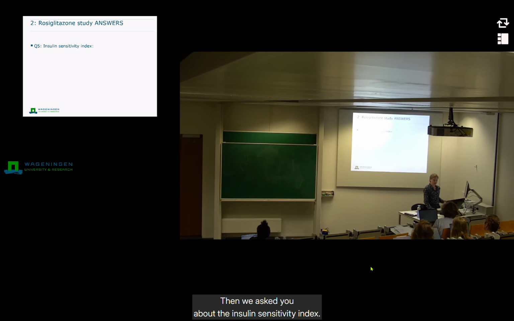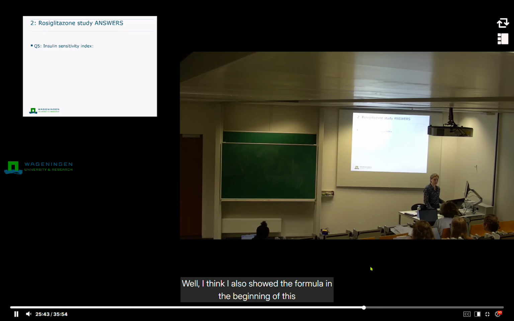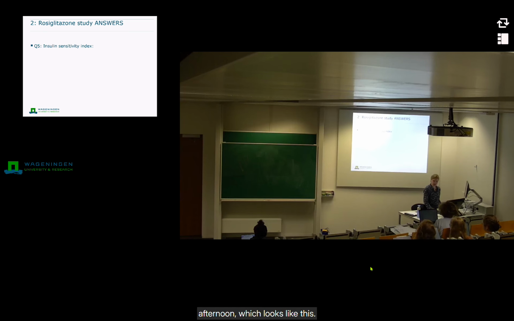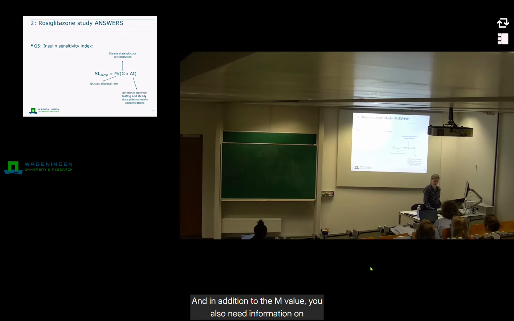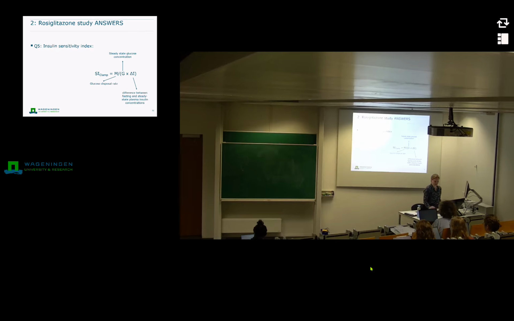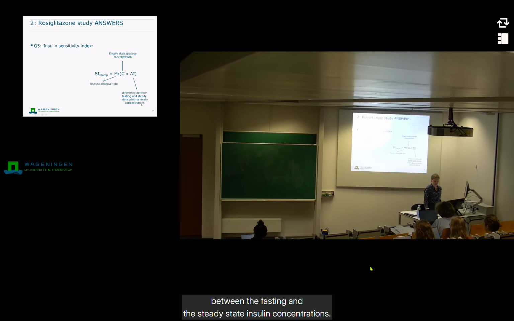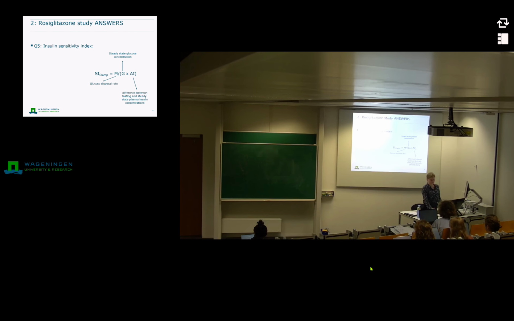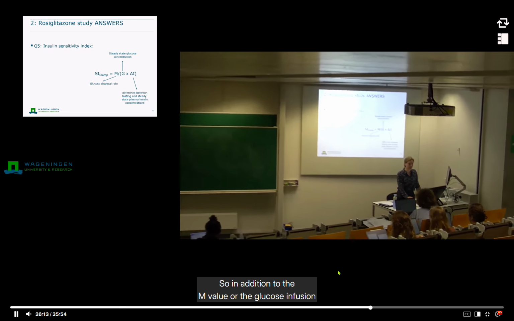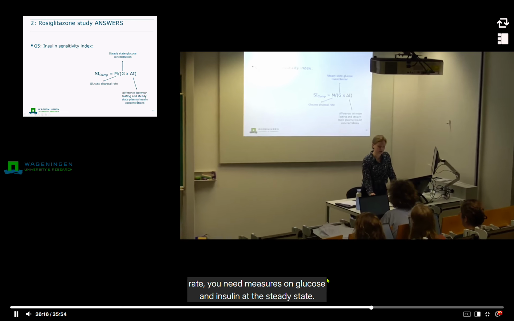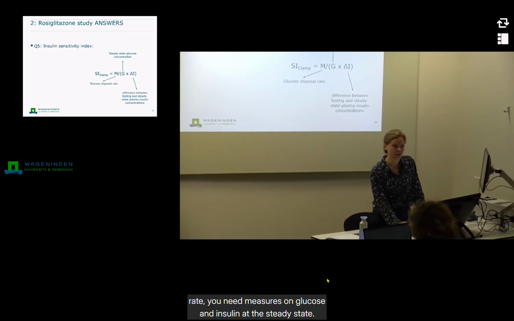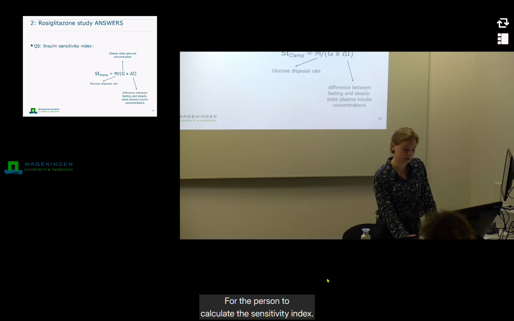Then we asked you about the insulin sensitivity index. I also showed the formula in the beginning of this afternoon, which looks like this. In addition to the M value, you also need information on the steady state glucose concentration. That's actually at what level the glucose levels are clamped for an individual person. And you also need information about the difference between the fasting and the steady state insulin concentrations. So in addition to the M value, or the glucose infusion rate, you need measures on glucose and insulin at the steady state for the person to calculate the sensitivity index.